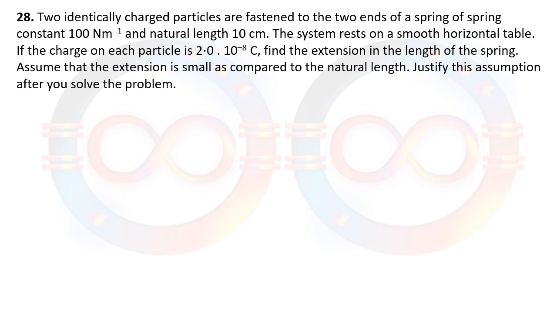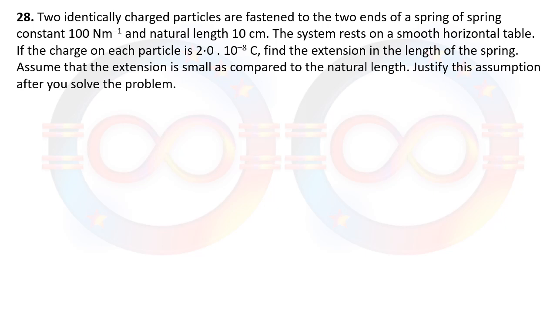So the system rests on a smooth horizontal table, at rest. When we are saying smooth horizontal table, it means there is no friction on the table. If the charge on each particle is 2 into 10 raised to minus 8 coulomb, find the extension in the length of the spring. Again, if both the charges are similar, there will be a force of repulsion. And because of this repulsive force, tension will develop if there is a string, and extension would develop if there is a spring.